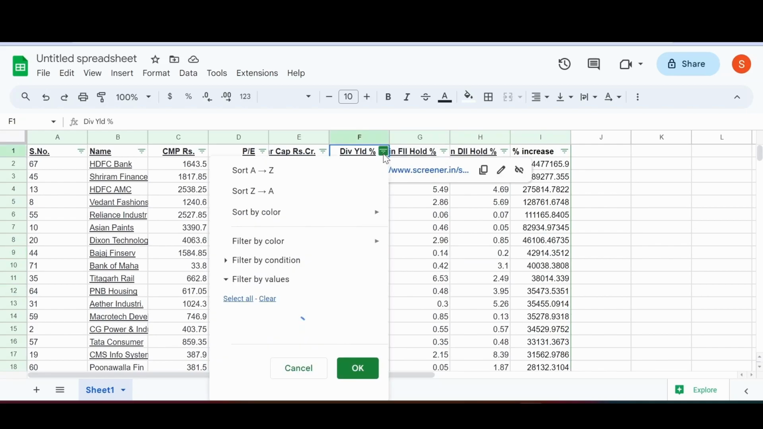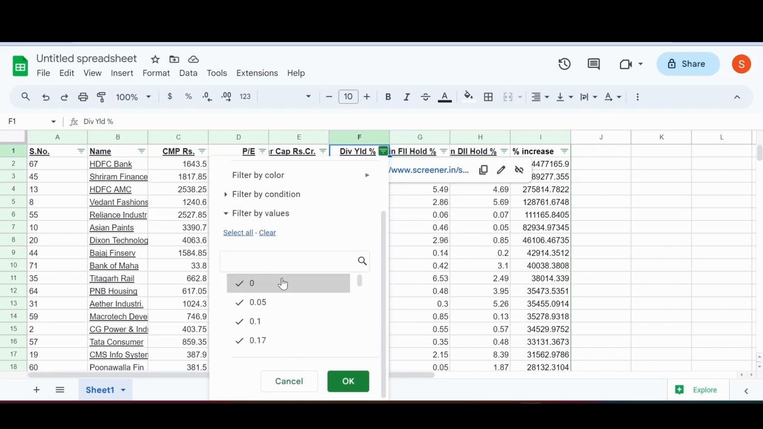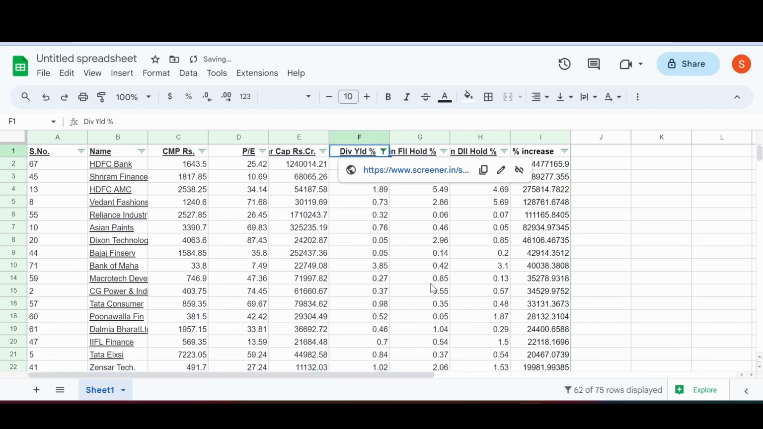Those that are not paying dividend yield, we are not at all interested in. So the ones with zero, just uncheck them and click OK. So we further nail down to the proper growth stocks.